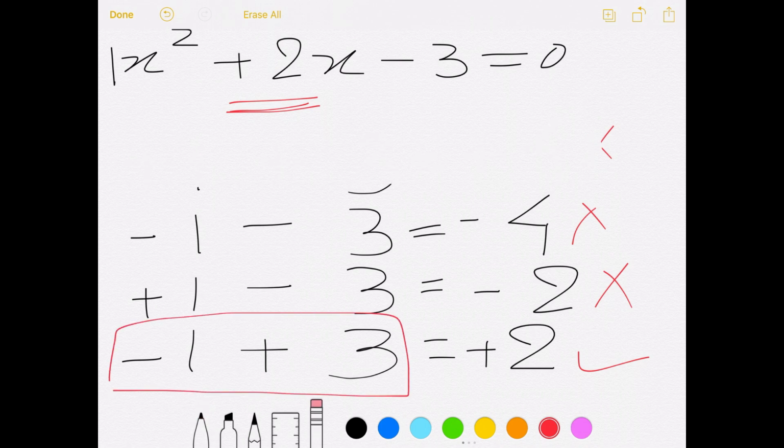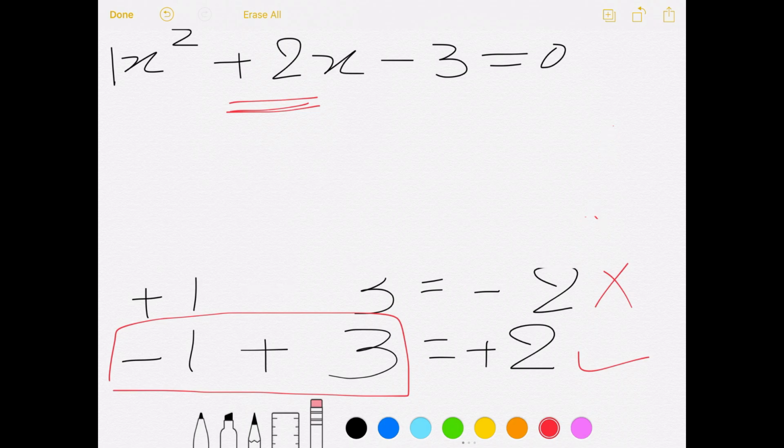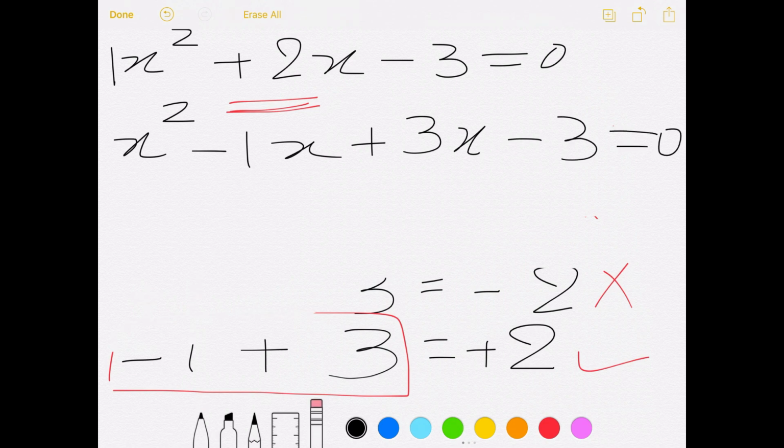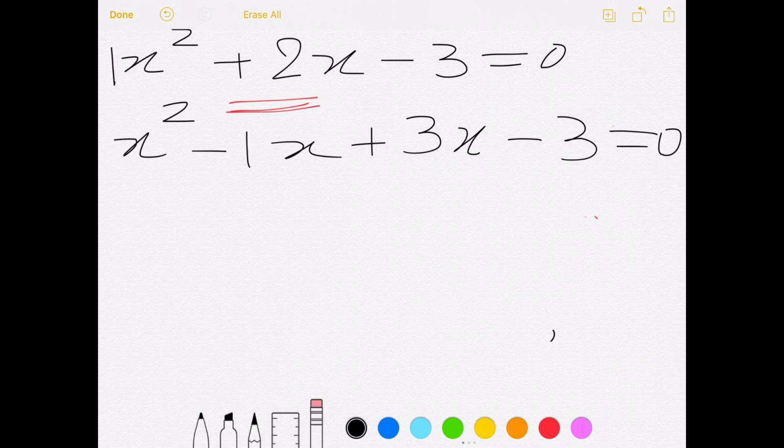Okay, so the next step of this equation will be this: x square minus 1x plus 3x minus 3 equals 0. This will be the next step now. So what have we done? We have just split the middle term like this. 2x has been split into minus 1x plus 3x.